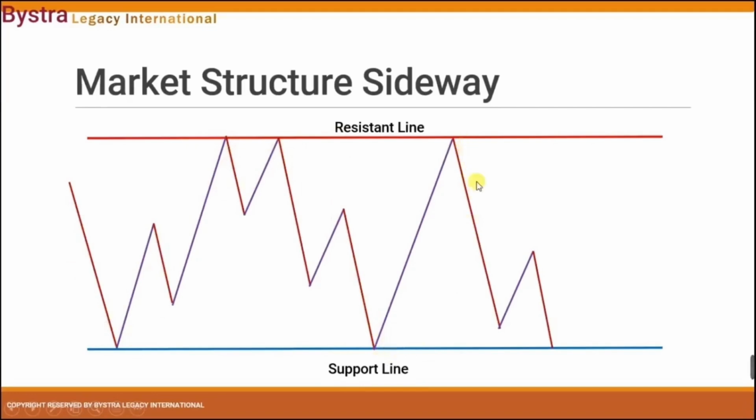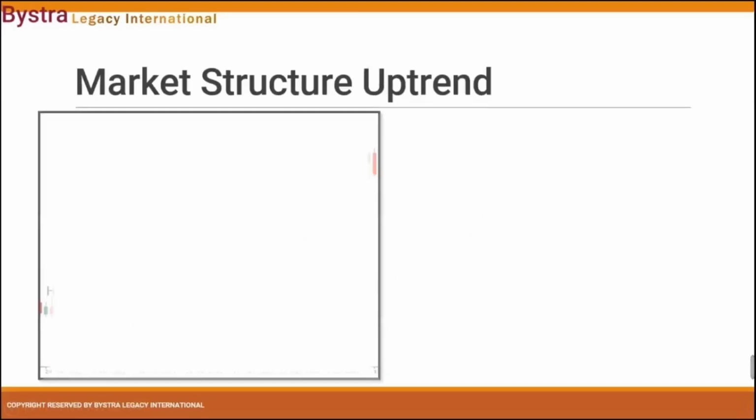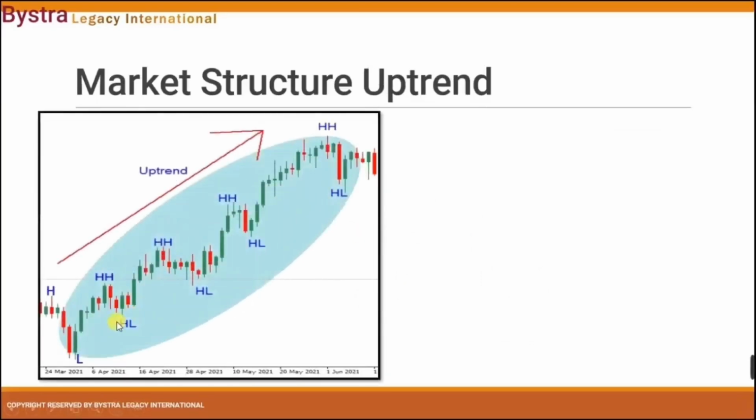Now let's look at the example of the MT4 chart. Here on the market structure uptrend, we can see in the MT4, it creates a high, low, higher high, higher low, higher high, higher low. Same goes on and keeps on doing the same structure.